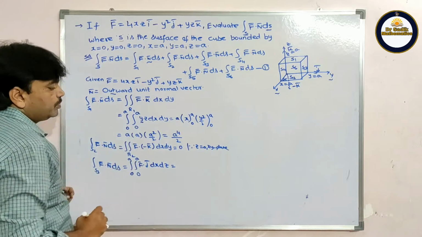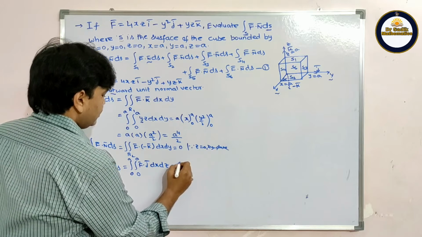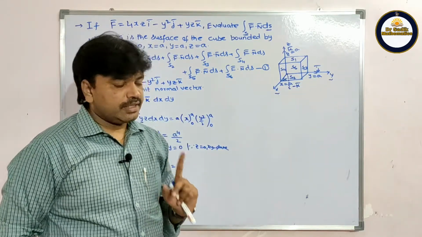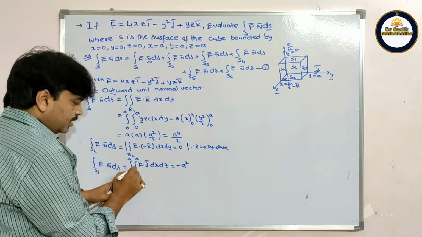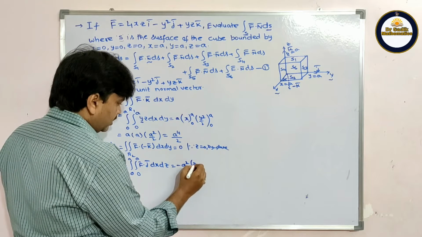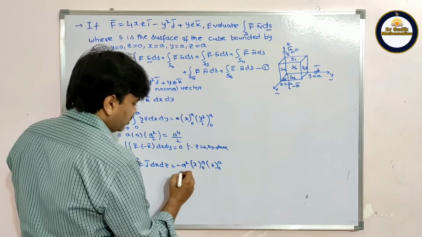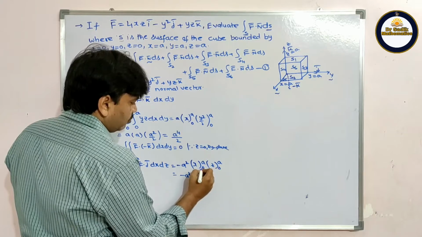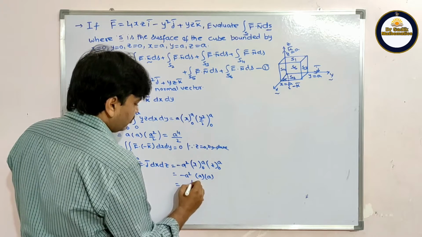So F bar dot j bar is minus y square. What is the y value, friends? The y value is a, so minus a square. Now take the integral. All the terms are constant, so the integral of dx is x between 0 to a, and the integral of dz is z, 0 to a. So that is equal to minus a square. Substituting the upper limit a and lower limit 0, we finally get minus a power 4.